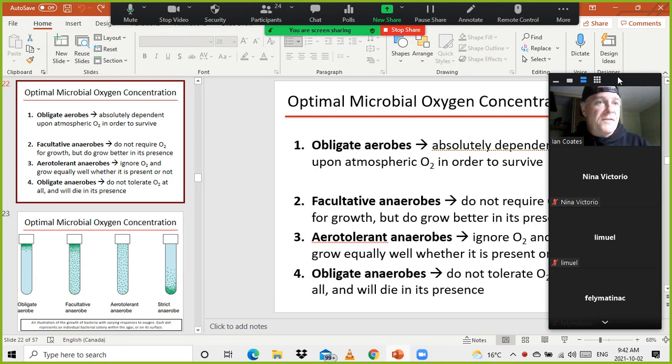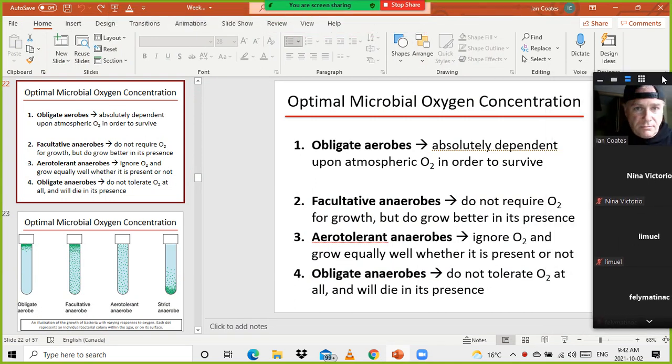This slide here, I would know. Well, you don't have to know it. You just have to have it ready to find it, right? So you've got obligate aerobes. These are absolutely dependent upon atmospheric oxygen to supply life, to supply everything, to survive. These are what we call obligate aerobes.